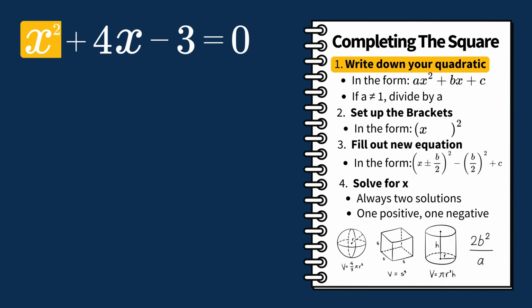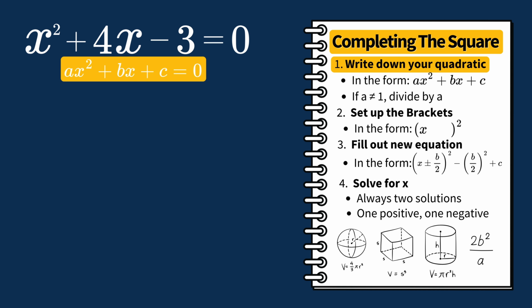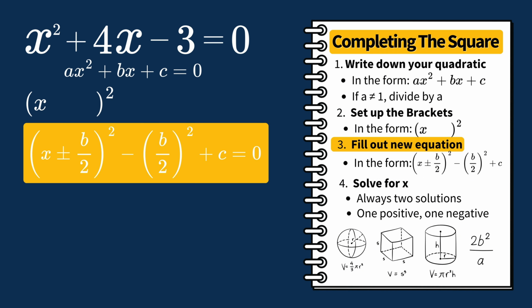We're going to solve x squared plus 4x minus 3 equals 0 by completing the square. We can see that the equation is in the standard form ax squared plus bx plus c equals 0. Now to complete the square, square brackets are a given, and they form part of the formula that makes solving for x simple. We just need to insert our values for b and c.